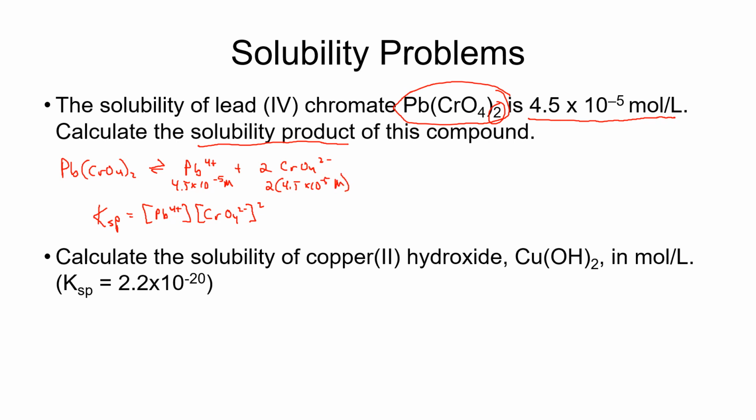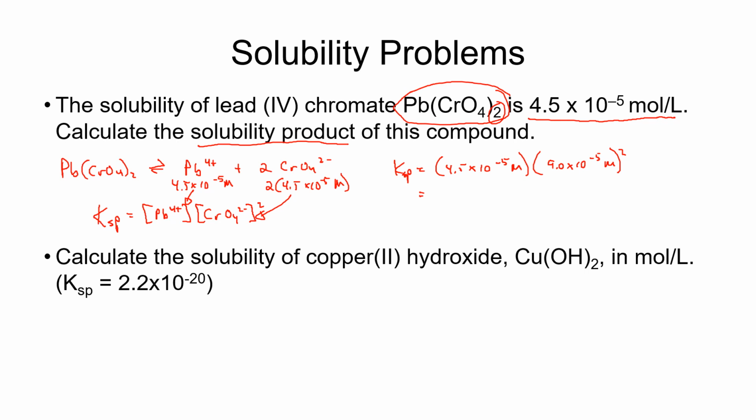So you can put those values in here, and we can solve for the Ksp. So the Ksp here is going to equal 4.5 times 10 to the negative 5 moles per liter. You multiply that by 9.0 times 10 to the negative 5 moles per liter, and that one will be squared.